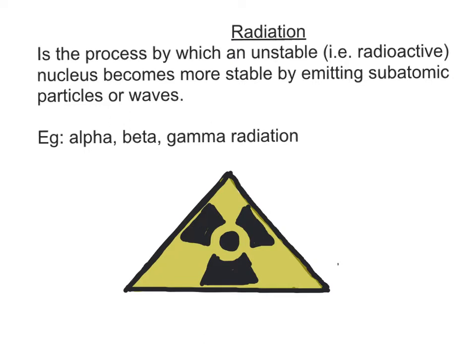What happens is that the nucleus emits small particles of energy called radiation. For most types of radiation, there's a change in the number of protons or the atomic number in the nucleus, which means that the atom is converted to a different element. The more commonly found radiation are alpha, beta, and gamma.